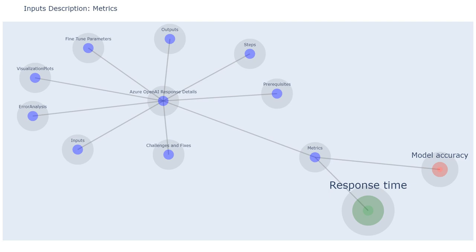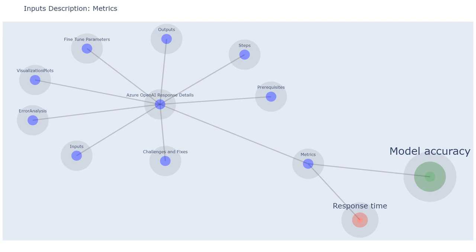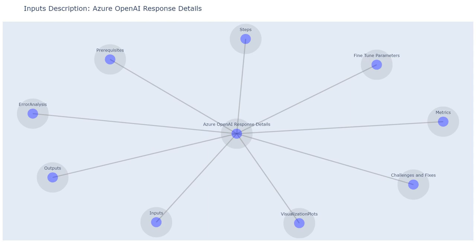Metrics description. The time taken by the Azure OpenAI model to generate a response, measured from the moment the prompt is sent until the response is received. A measure of the quality or accuracy of the language model's responses. This could be assessed through human evaluation, benchmark datasets, or other metrics relevant to the specific task. For example, in a chatbot scenario, model accuracy could be measured based on how well the chatbot understands and responds to user queries.